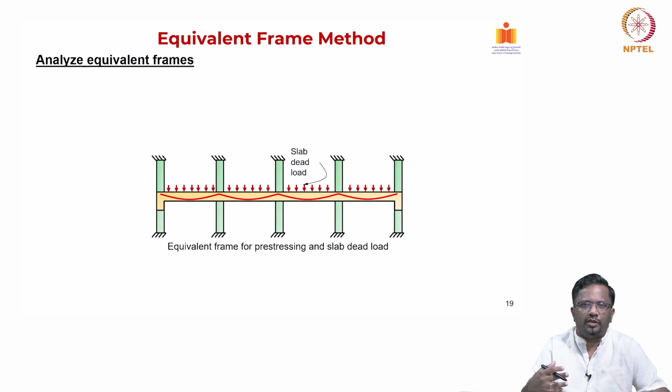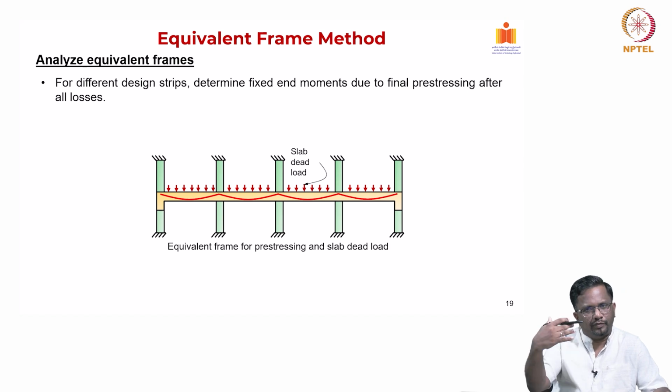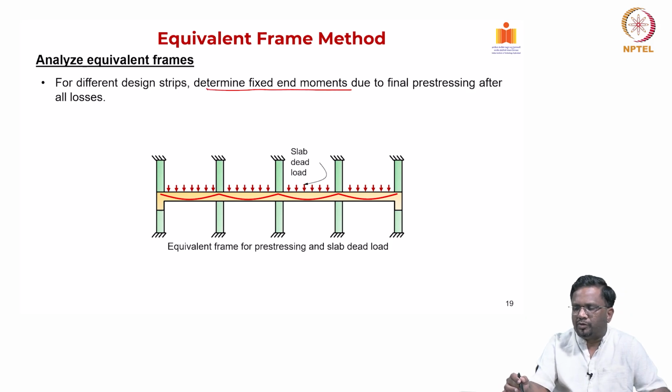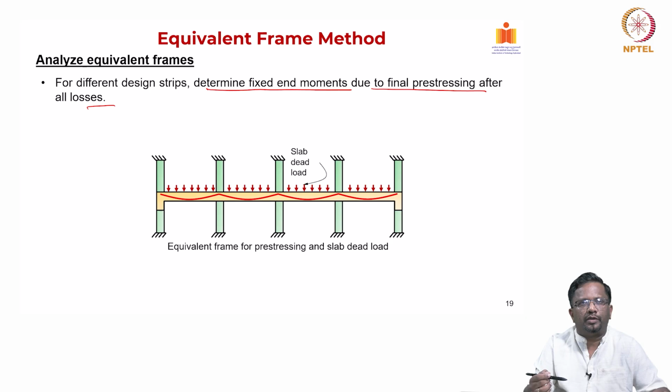Now, because this is a statically indeterminate system, while you are doing pre-stressing itself, you will develop some restraint moments. That also has to be considered, right. So for different design strips, again I said we are doing the equivalent frame method for different strips, we have to first determine the fixed end moments due to final pre-stressing after all the losses.